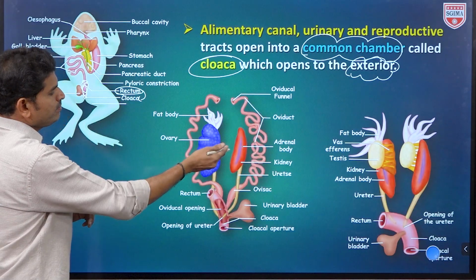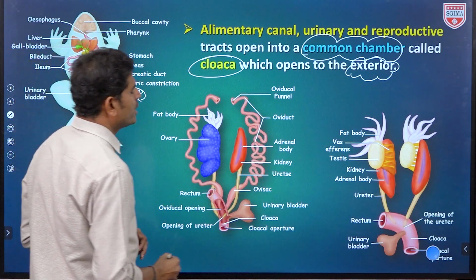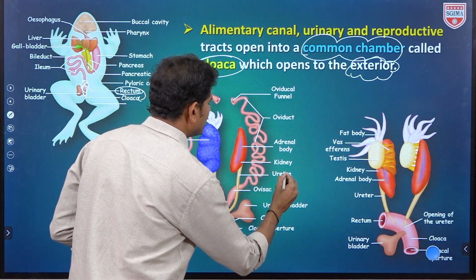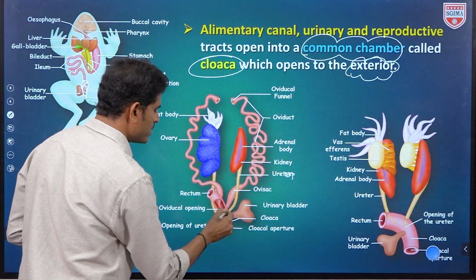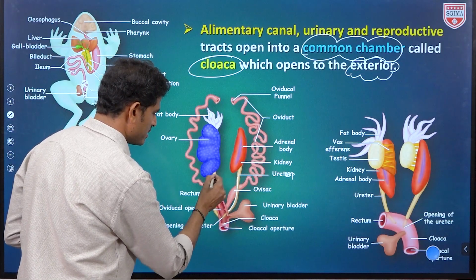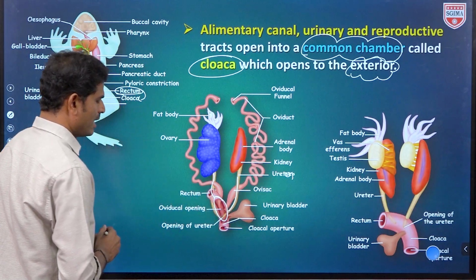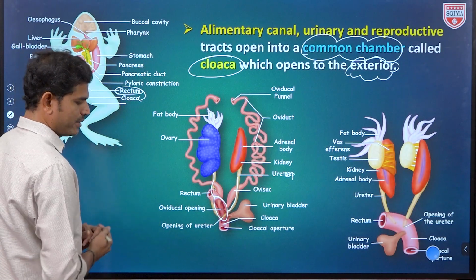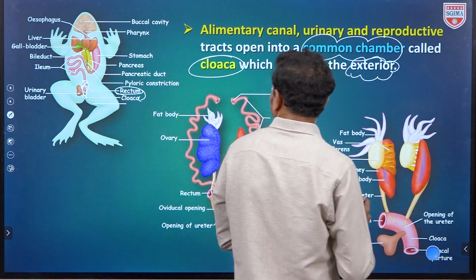Next one, which is this? This is the excretory system. In the excretory system, the ureters also open into a common chamber. The ureters, this side and this side, both open into a common chamber. This is called the ureter. Next one, the reproductive system.